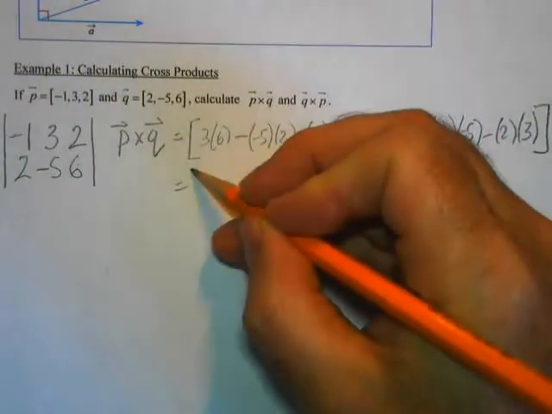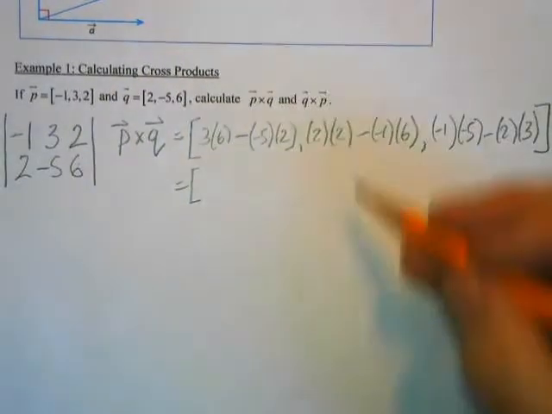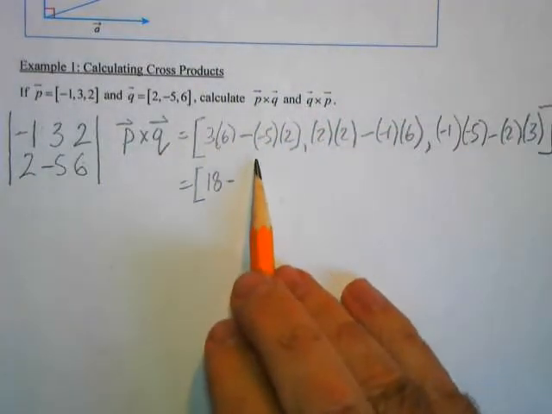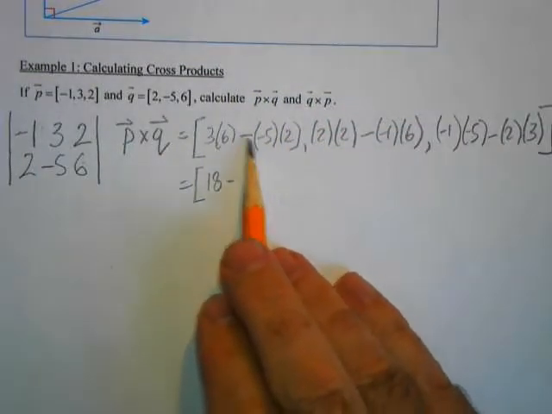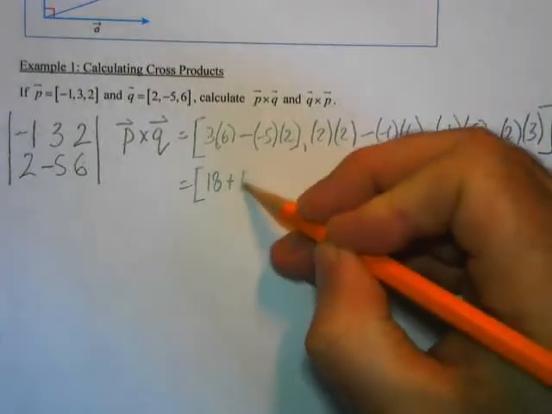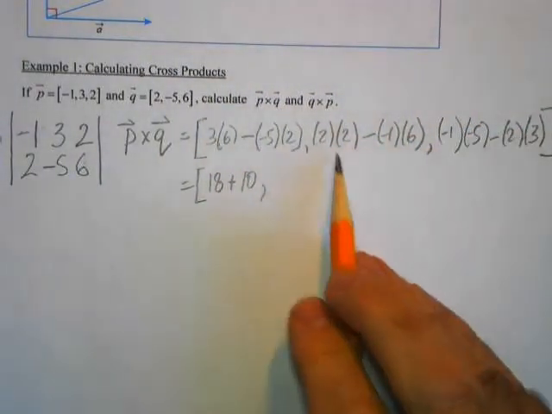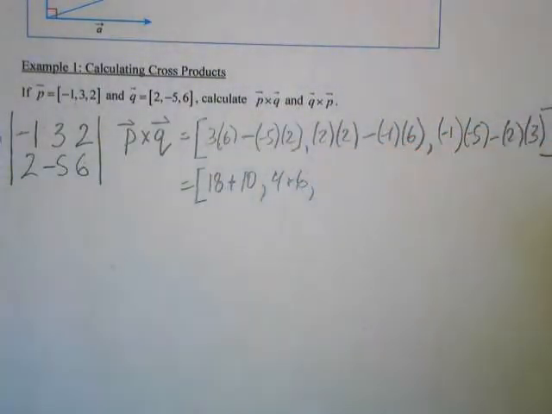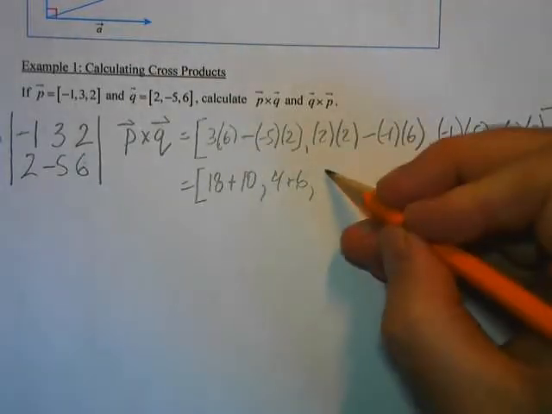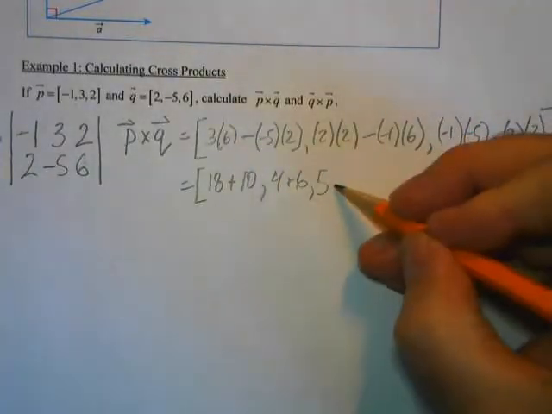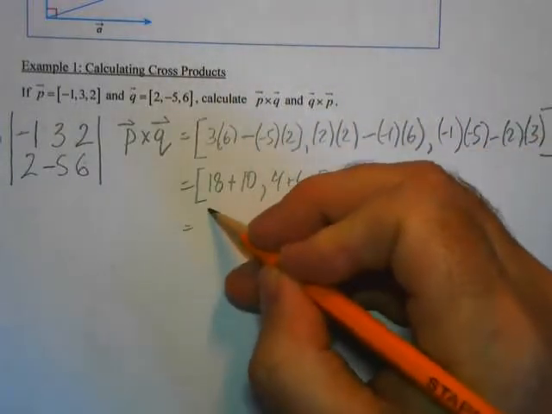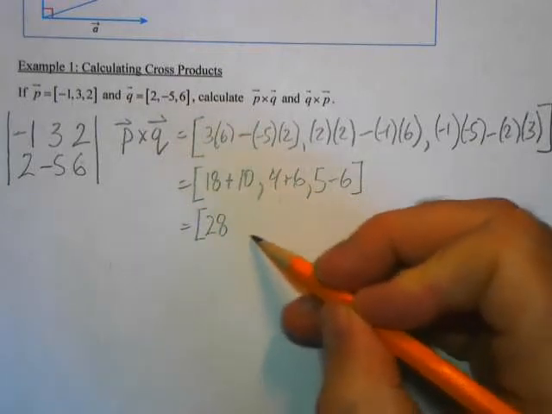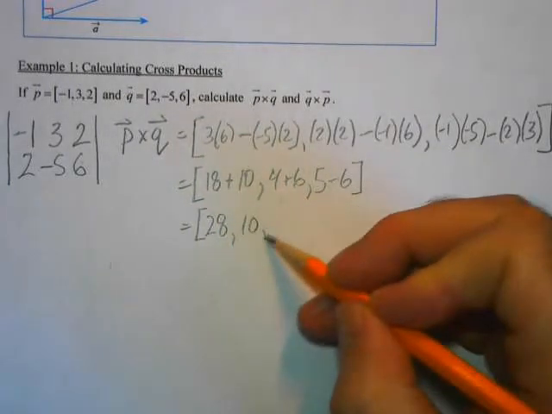And now I could do this in one step, but let's do it gradually. So that's 18 minus, and this is actually plus because it's two negative signs, so 18 plus 10, that's going to be my x component. 4 plus 6 is the y component, and that's going to be a 5 and minus 6. So last line, we just add these together. So P cross Q is the vector with components 28, 10, and -1.